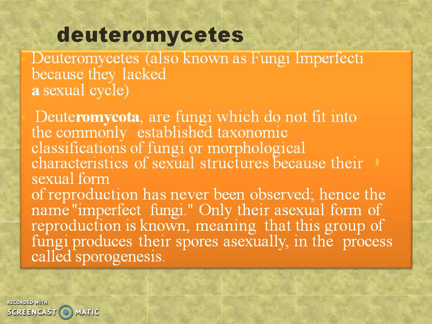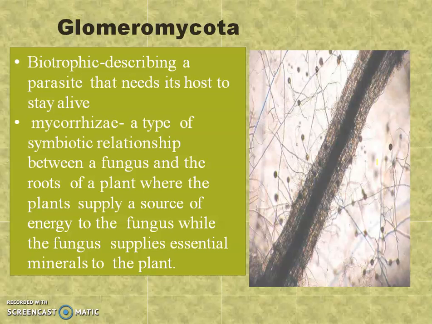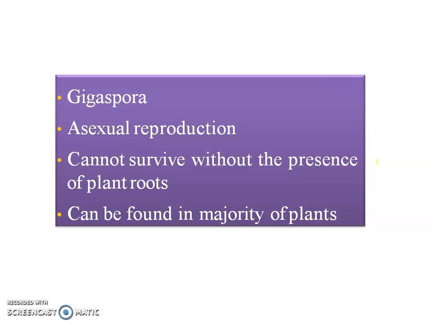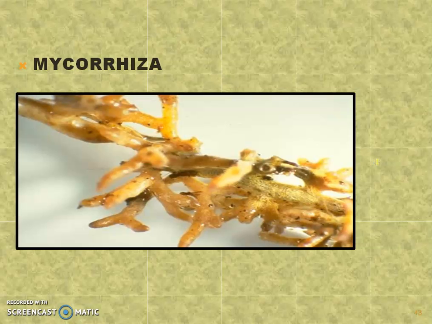Then come to mycorrhiza, or Glomeromycota. They need a plant body or plant root for support. They undergo symbiosis with the plant. There is a symbiotic relation between the fungus and the roots of the plant: the plant supplies a source of energy to the fungus, and the fungus supplies minerals to the plant. So these are also called gigaspores. They produce gigaspores. They cannot live without the plant.